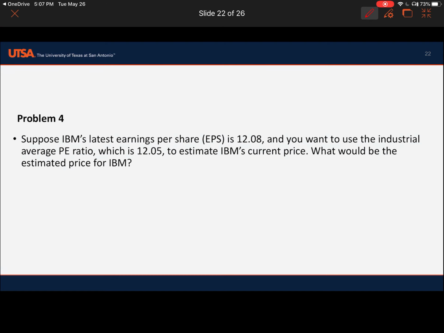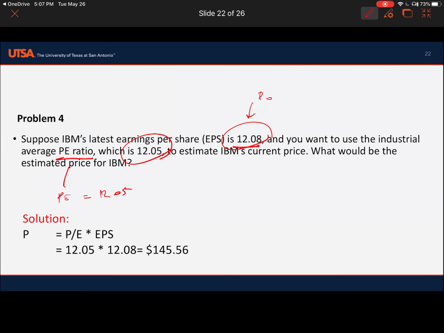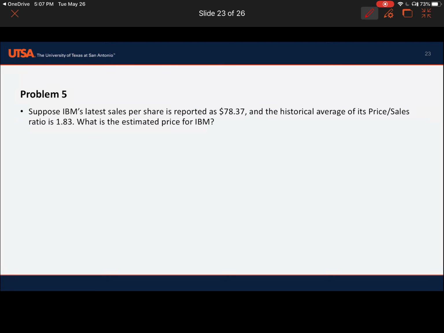Okay, so let's solve problem 4. Suppose IBM's latest earnings per share is 12.008, which is D0, I guess, and you want to use an industry average PE ratio, which is 12.05. What is the estimated IBM stock price? Just multiply the two values and find the stock price, right? PE multiplied by EPS, which is 145.56.